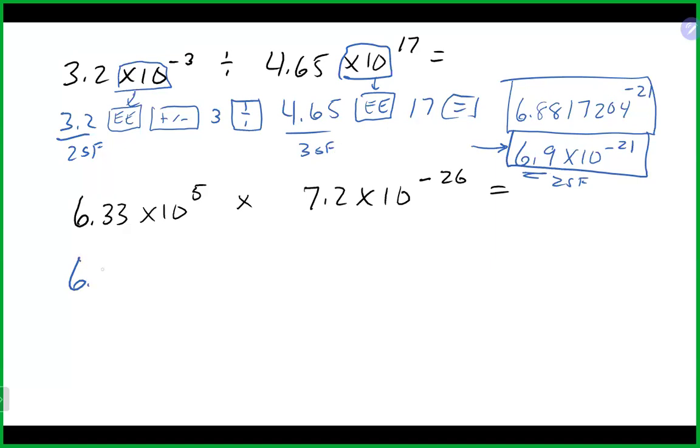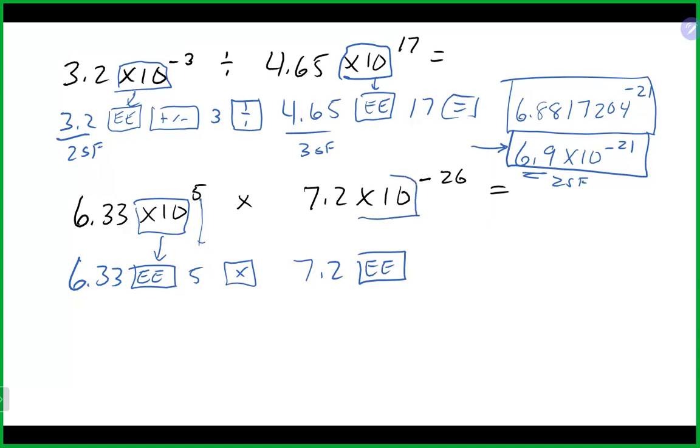Now, if you do the other one, you're going to punch it in very similar. You're going to go 6.33. Once again, you're going to hit your exponent button, which once again will represent that part of the number. And then you're just going to go 5 next. Going to hit your multiplication button, 7.2. Once again, exponent button, which will take care of that part there. And here we do have a negative, which means we will need our negative button there by the 26, and equals.